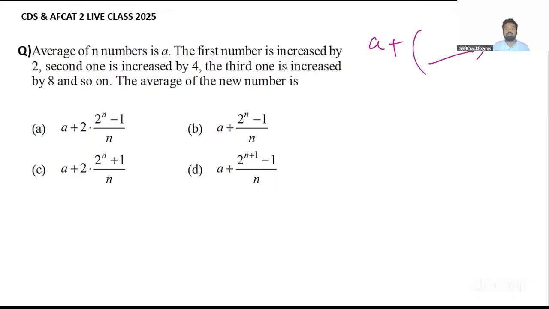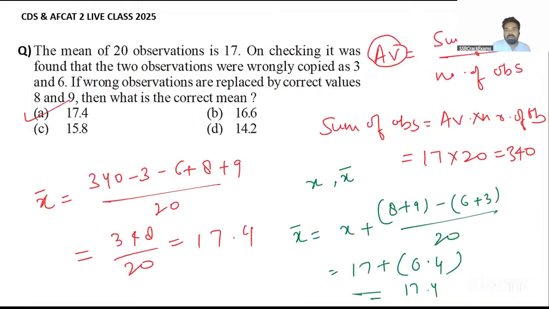So suppose the first number is increased by 2. We need to find the total increment. We already did these things; I already told you something. Let me go to the previous slide where I told you. You know whatever increment is there, we can calculate the average of the increment only. If we could calculate the average of the increment, then just add it to the previous average. In our case that was 17, and we added the extra average, which gave us 17.4.